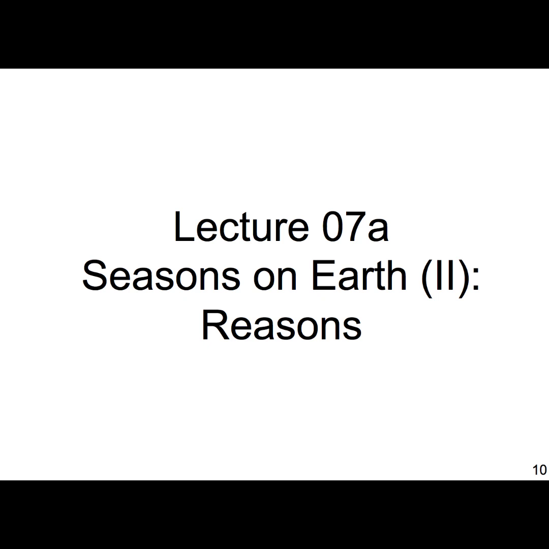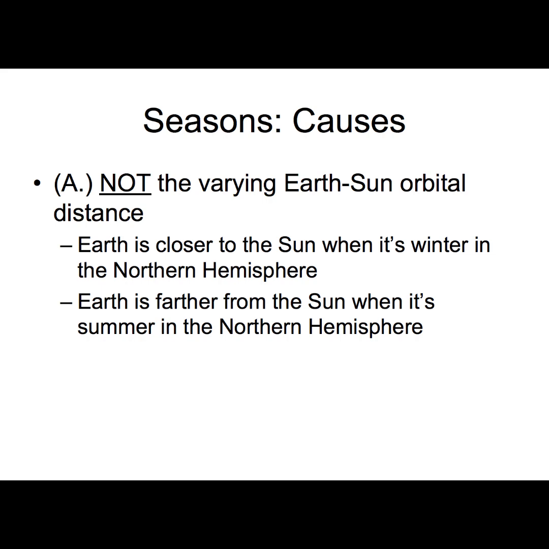In this video, we will talk about the reasons why Earth experiences different seasons throughout the year. It is a common misconception that the slightly varying Earth-Sun distance is what causes the changes in seasons on Earth. This is not the case. In fact, Earth is closest to the Sun when it is winter for us in the Northern Hemisphere. We are then farthest from the Sun when it is summer in the Northern Hemisphere.